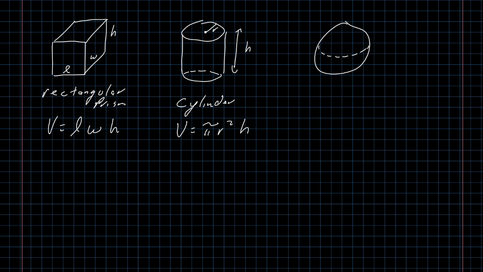One of the things I want you to notice about this formula, in both the case of the rectangular prism and the case of the cylinder, you're taking the area of the base of it, the thing that it's sitting on. Length times width for a rectangle, pi r squared for a circle, and multiplying by the height. That is the general rule for a three-dimensional object.